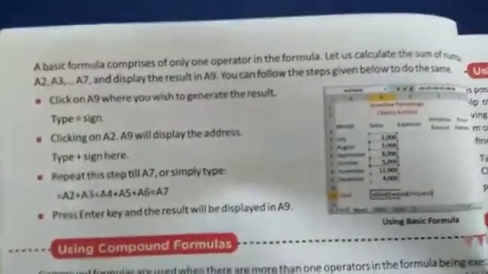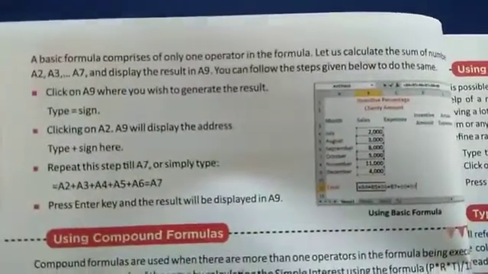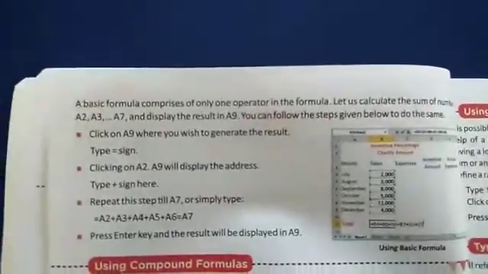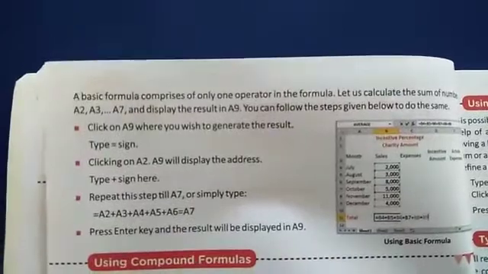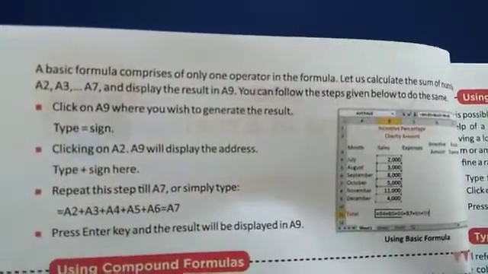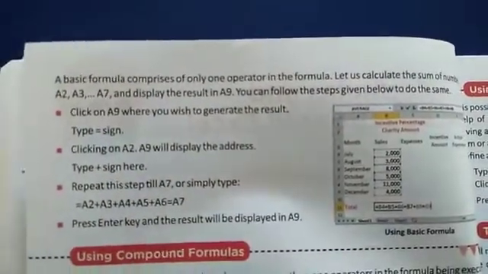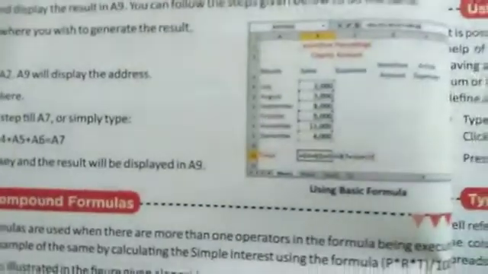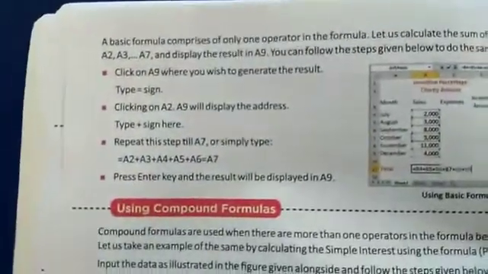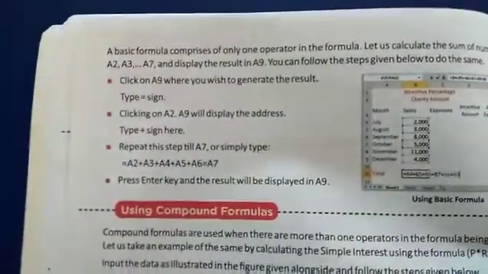A basic formula comprises only one operator. Let us calculate the sum of the numbers A1, A2, A3 to A7. Now we are going to do this in Excel and perform the calculation, and we will display the result in A9. You can follow the steps given below. Click on A9, where you wish to generate the result.